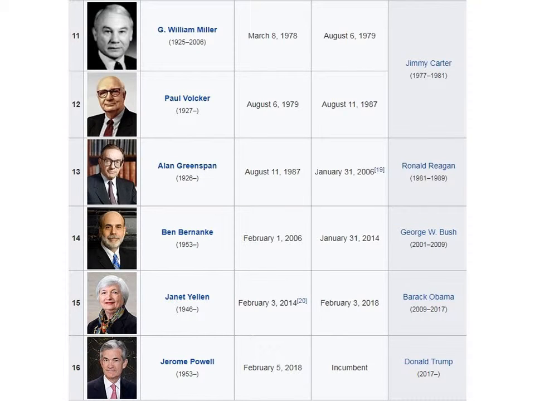Here's a nice little graphic of the last 1, 2, 3, 4, 5, 6 Federal Reserve chairs, right? So going back to G. William Miller, who was appointed by Jimmy Carter, Paul Volcker, who was also appointed by Carter, Alan Greenspan, who served as the Fed chair, wow, look at all that time, from 1987 all the way through 2006. Right? Then Ben Bernanke, who was the Fed chair during the financial collapse and the financial crisis. Janet Yellen was our first female Fed chair. Actually, I had to call her chairwoman. And now we have Jerome Powell. And on the right, it shows you again which president appointed these Fed chairs.